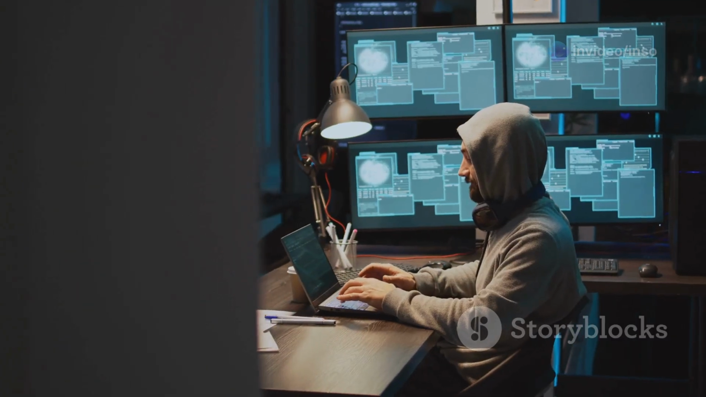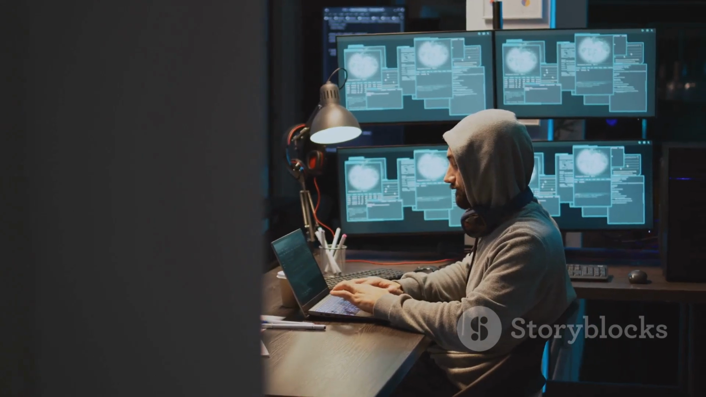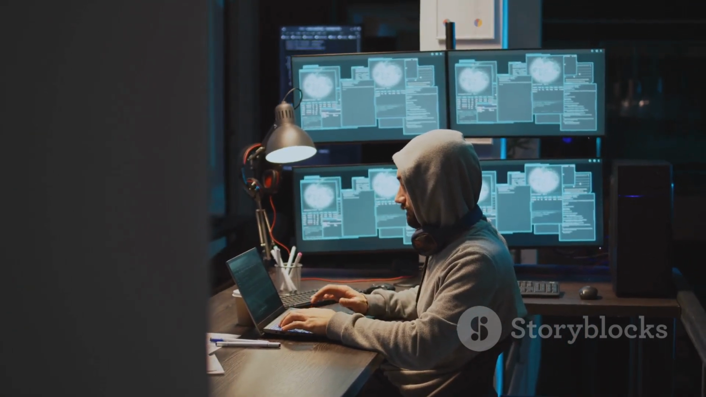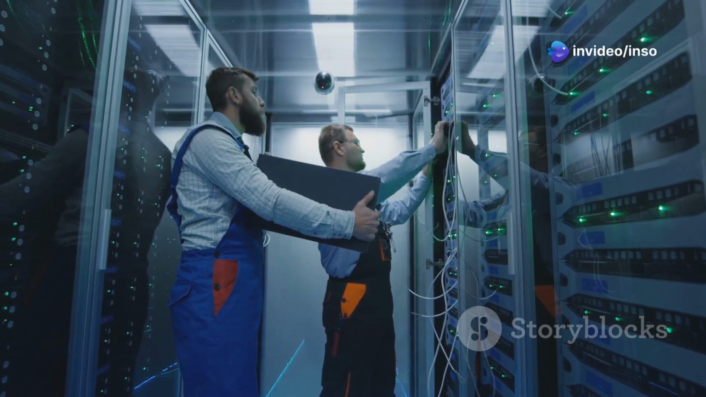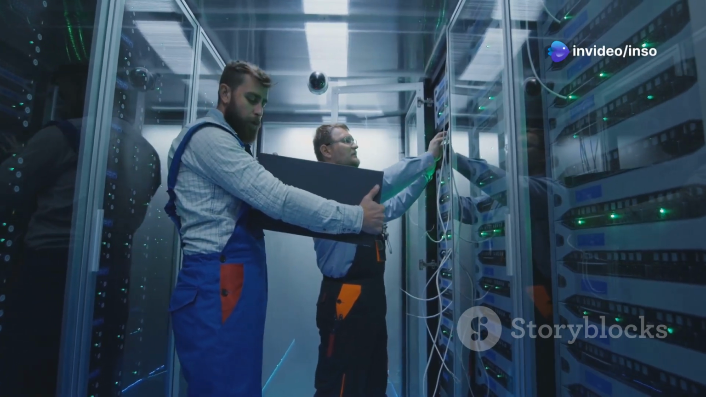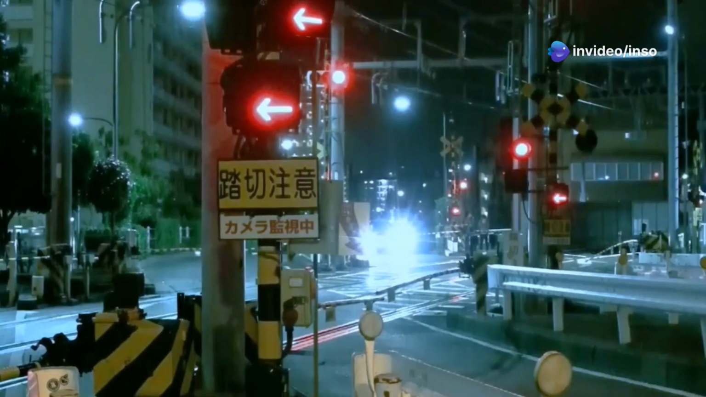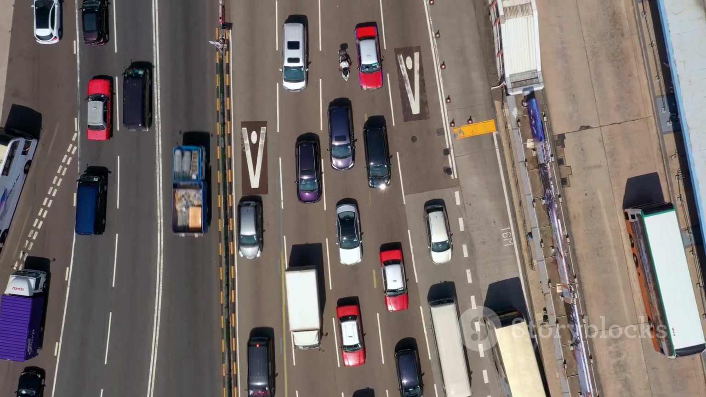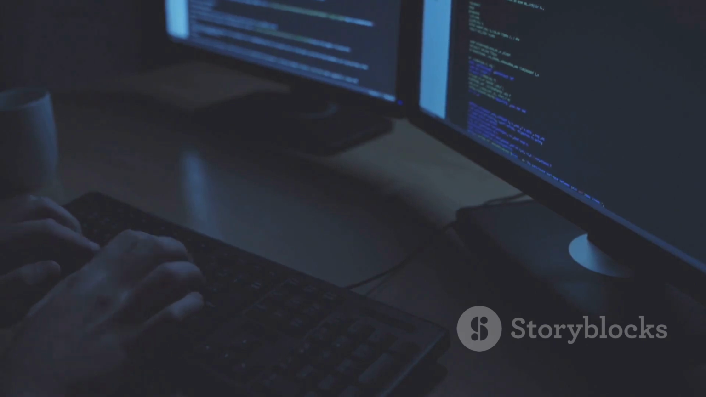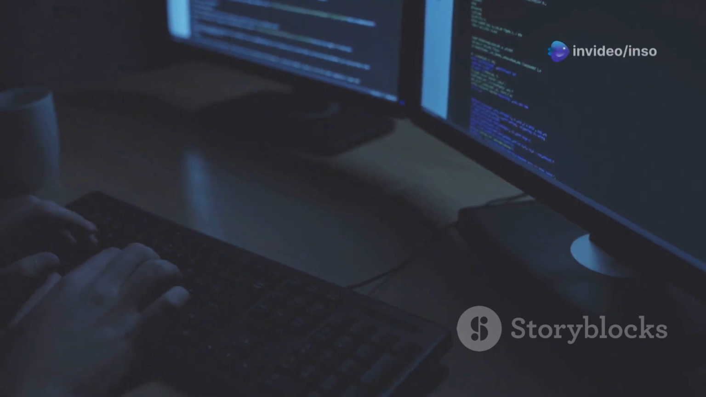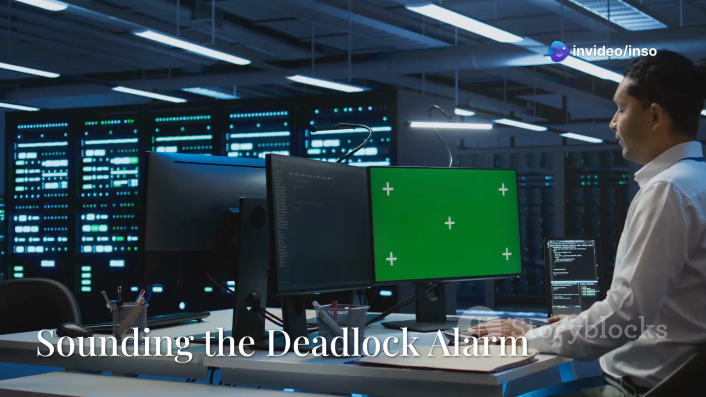Another approach is to require processes to declare their maximum resource needs up front. The system can then grant resources only if it can satisfy all potential future requests. Avoidance is like having a traffic light system. It regulates the flow of cars to prevent jams. While more flexible than prevention, avoidance can be complex to implement and may lead to resource underutilization.